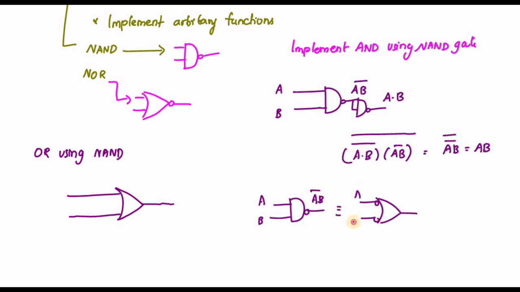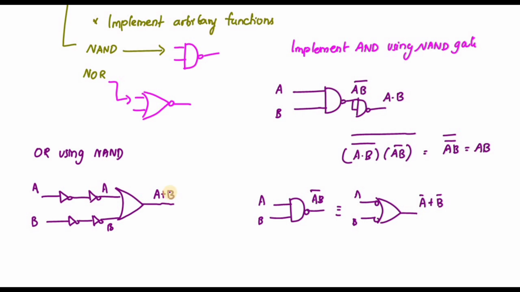A bar plus B bar, right? So I have to add two more inverters at the input side. The bubble represents the NOT gate, the inverter. If I add them like this, this is also an OR gate. This is A bar, this is B bar, so I will get A plus B, right?